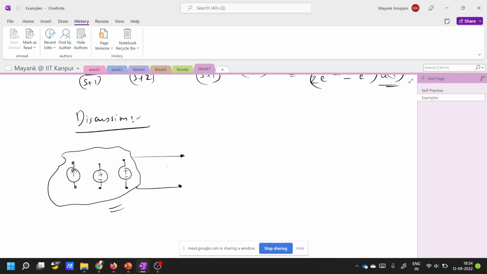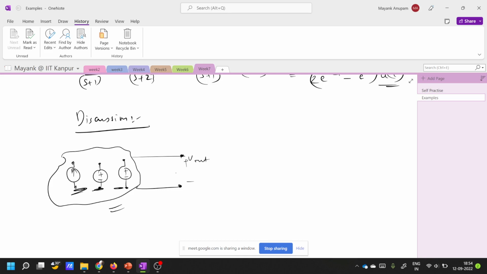So what I'm saying is, what is superposition? Superposition says that you have to take each of the sources one at a time, and find the response due to each of the sources. Basically, you find V out here due to each of the sources, and then you add them algebraically. So this is what superposition is.